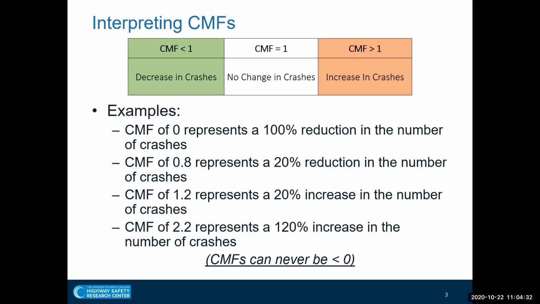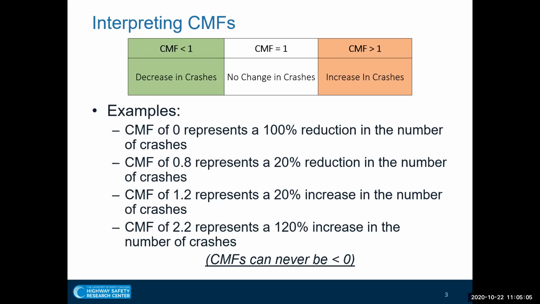So let's move on and talk about how to interpret CMFs. The scale for interpreting the increases or decreases in crashes revolves around 1. In the small table on my slide at the top, we can see that a CMF of 1 indicates no change in crashes. A CMF of less than 1 would indicate a decrease in the number of crashes, and a CMF of more than 1 would indicate an increase in the number of crashes.